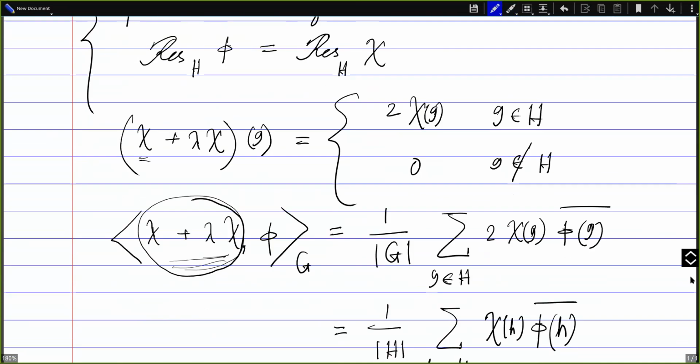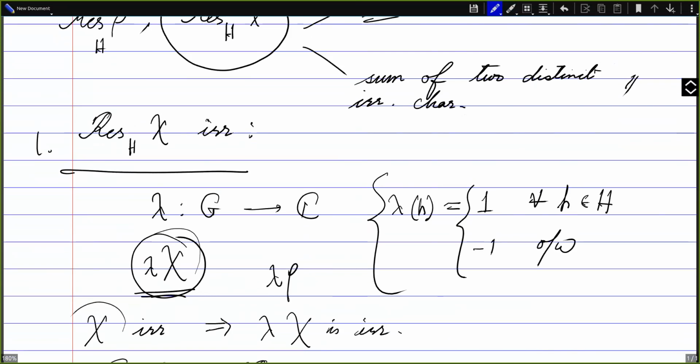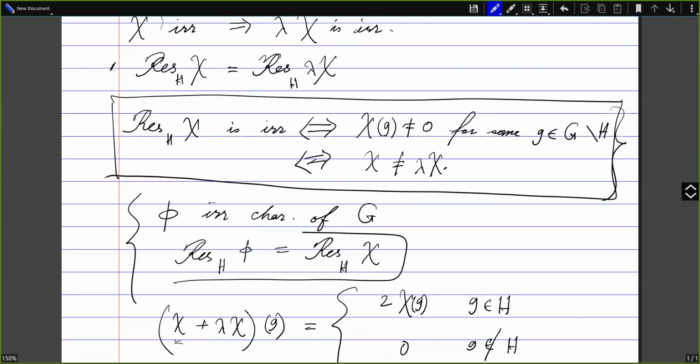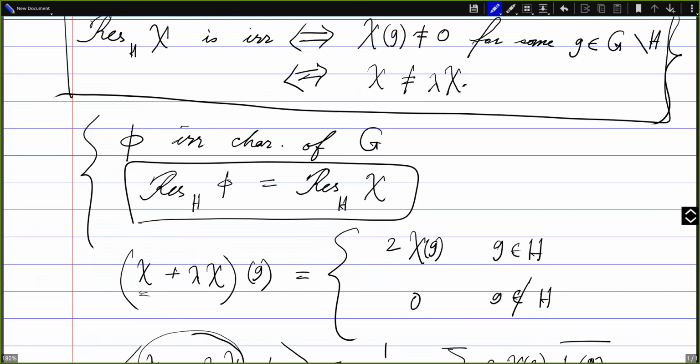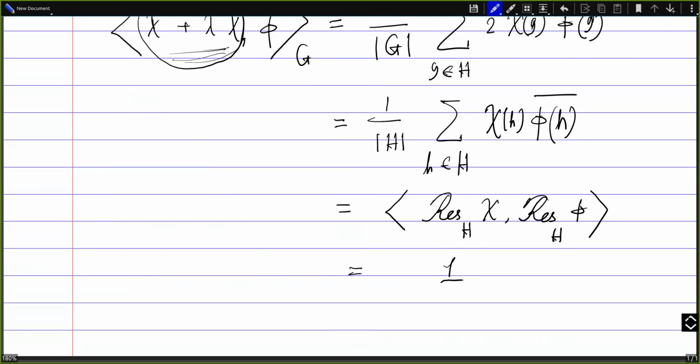Now assume, according to our other assumption, that this is irreducible and this equals this. So therefore res phi to H is also irreducible, and this is in fact equal to res chi. So therefore what is this? This is just 1. Okay, so that's what we have. The inner product is 1.